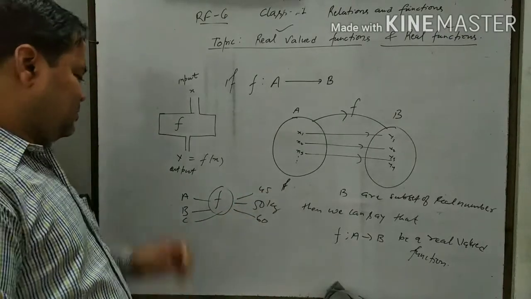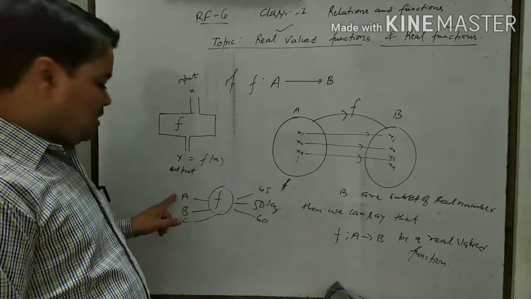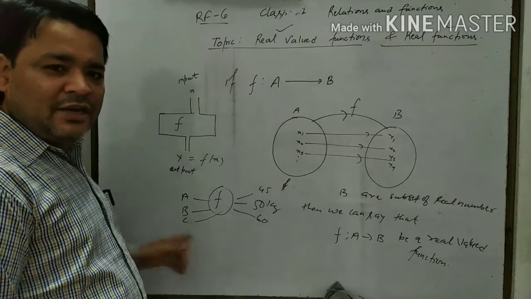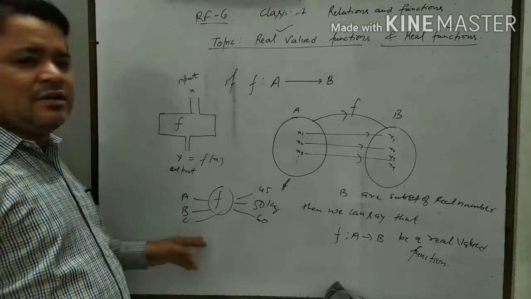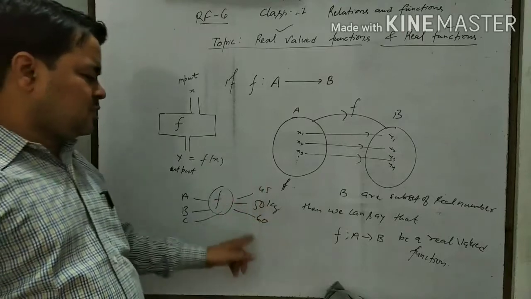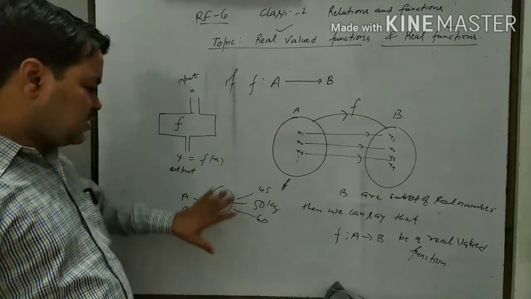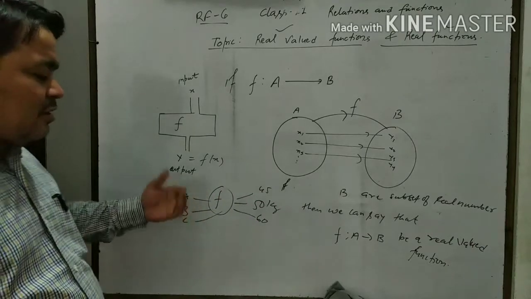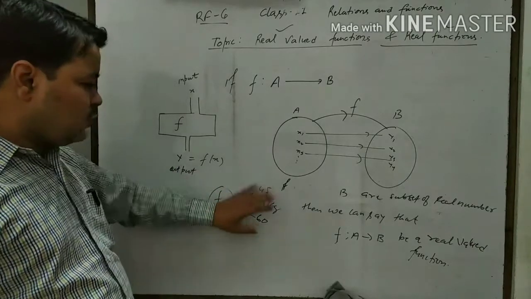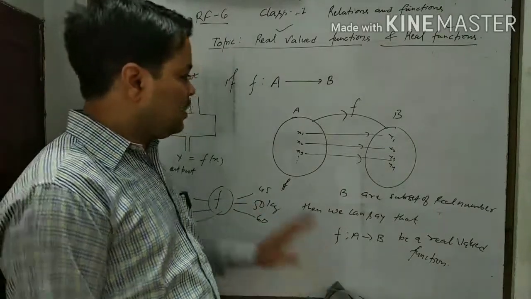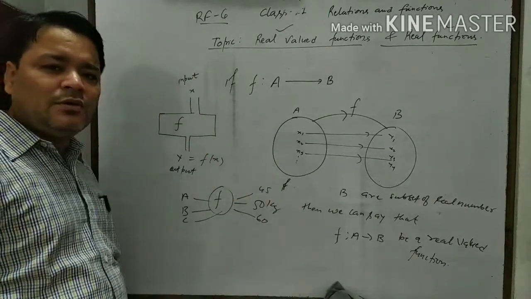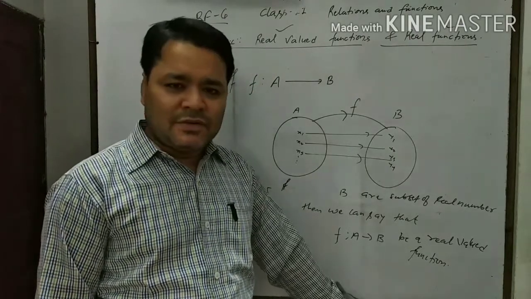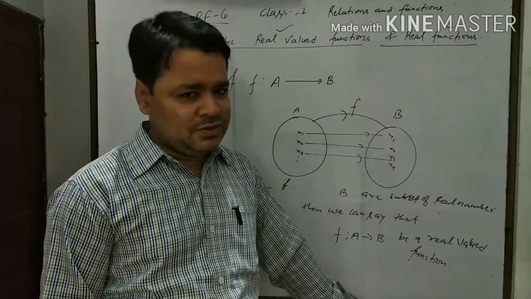So here the input, the names of the students A, B, C, is it real? No, this is not real. But the output is what? A real number. So this is the example of a real valued function, where the input need not be a real number, but the output is a real number. Therefore, this is called a real valued function. In our syllabus, we will only discuss real functions, not real valued functions.